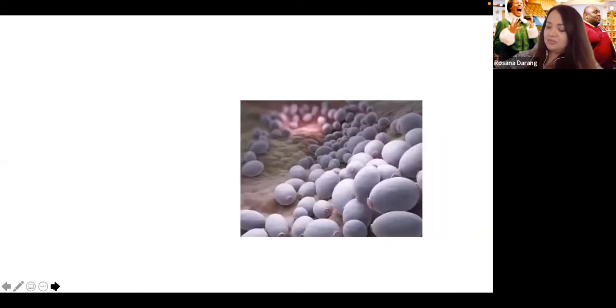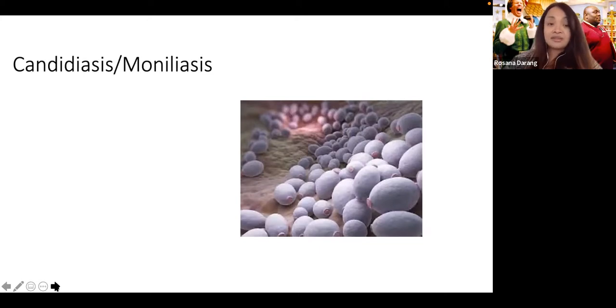Okay. Now this picture you have here is an electron microscopic photograph of your yeast cells. The medical term for that is candidiasis or moniliasis. So for those of you taking microbiology, you remember Candida albicans. Okay, that is the scientific term for the fungus that causes yeast infection.